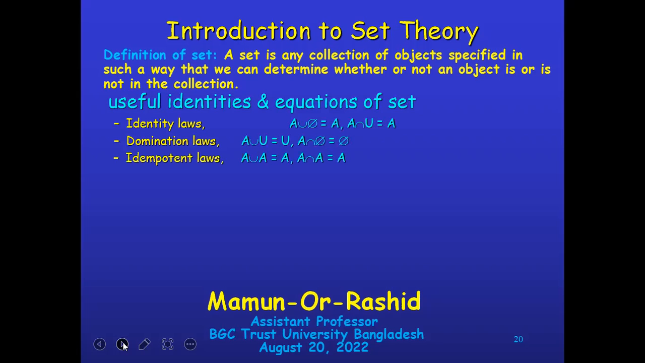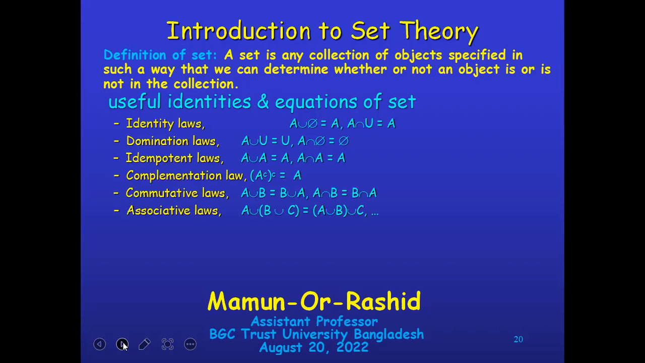Now the idempotent law: the same set A union A will be the same set A, and A intersection A will also be A. And the complementation law: the complement of the complement will be the set itself. And the commutative law: A union B equals B union A, and A intersection B equals B intersection A. And the associative law: A union B union C equals A union B union C.